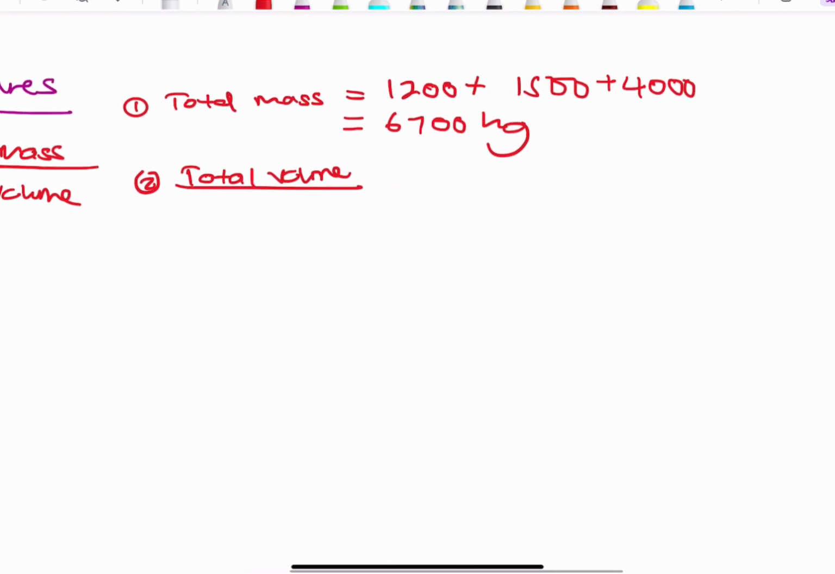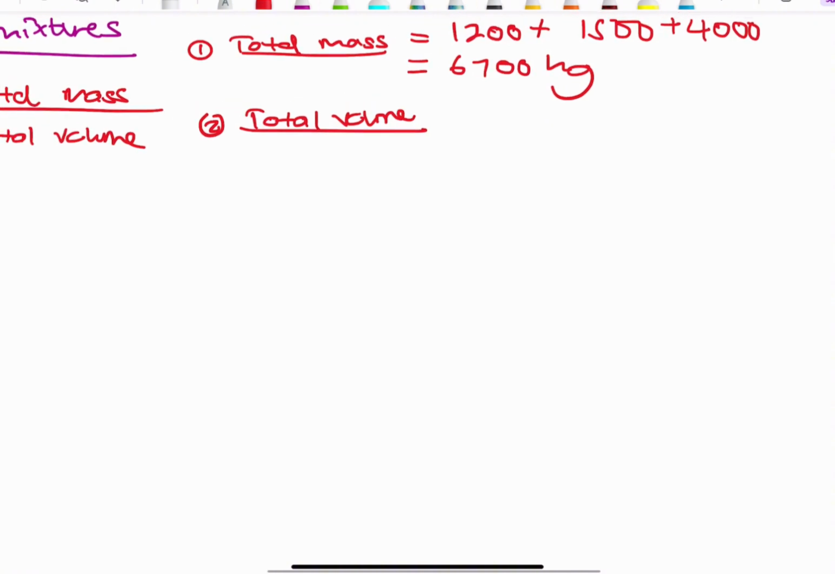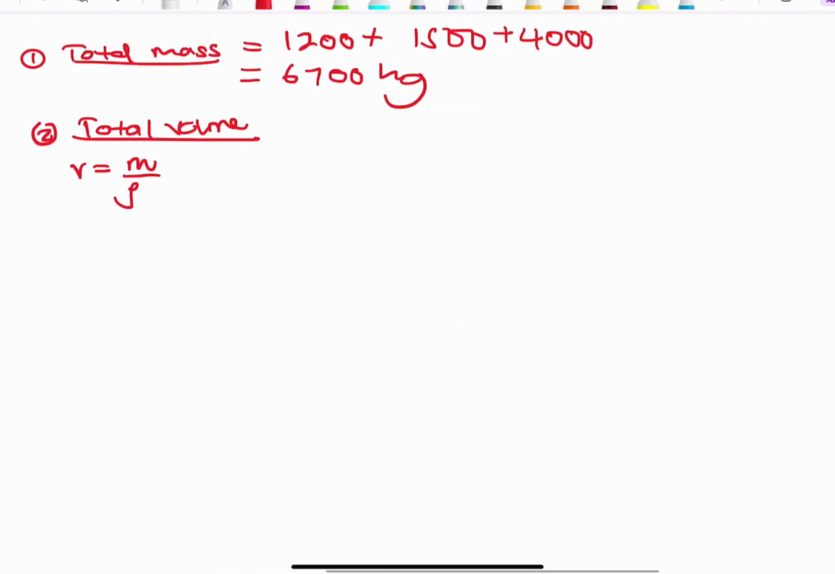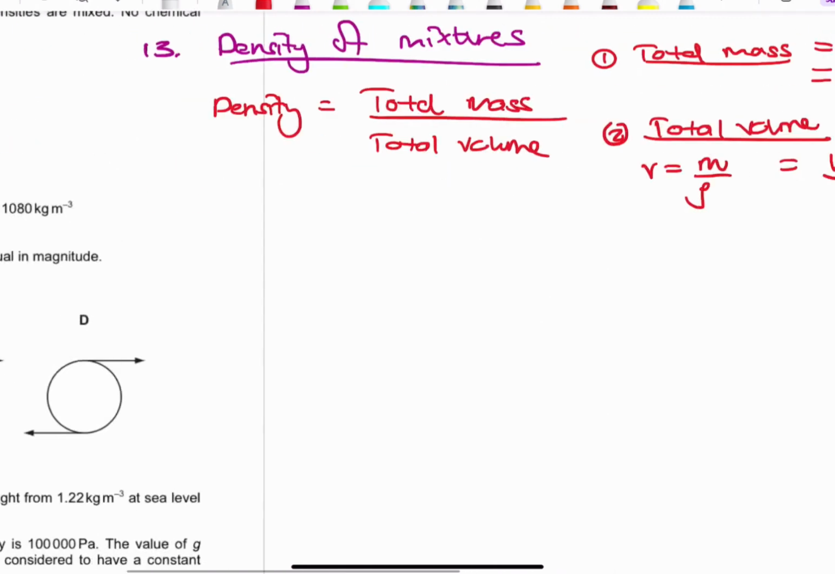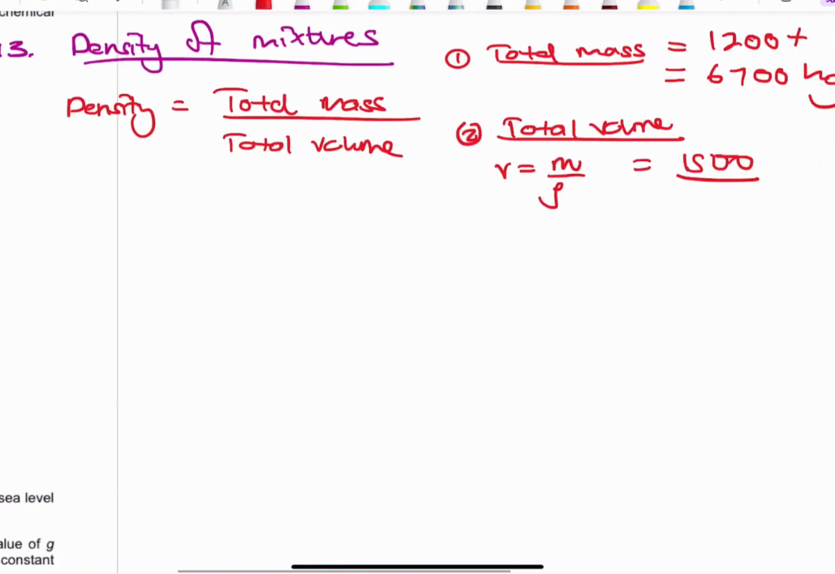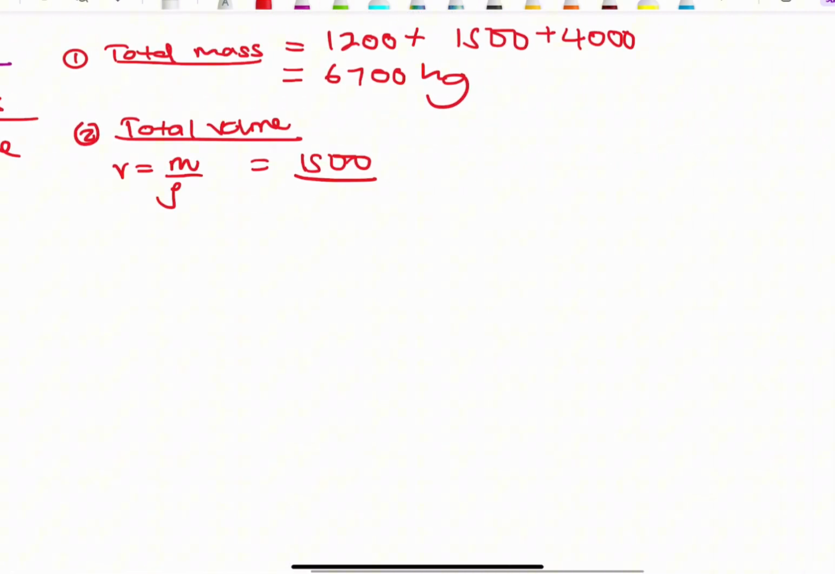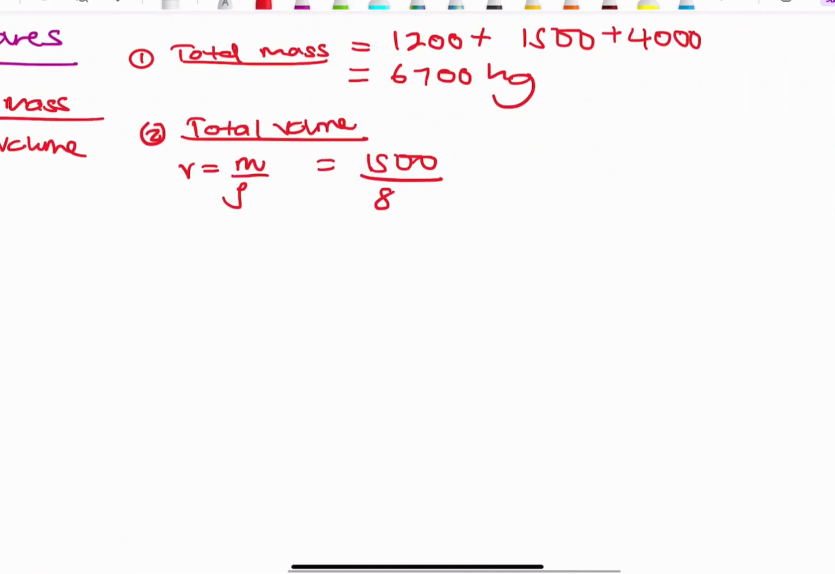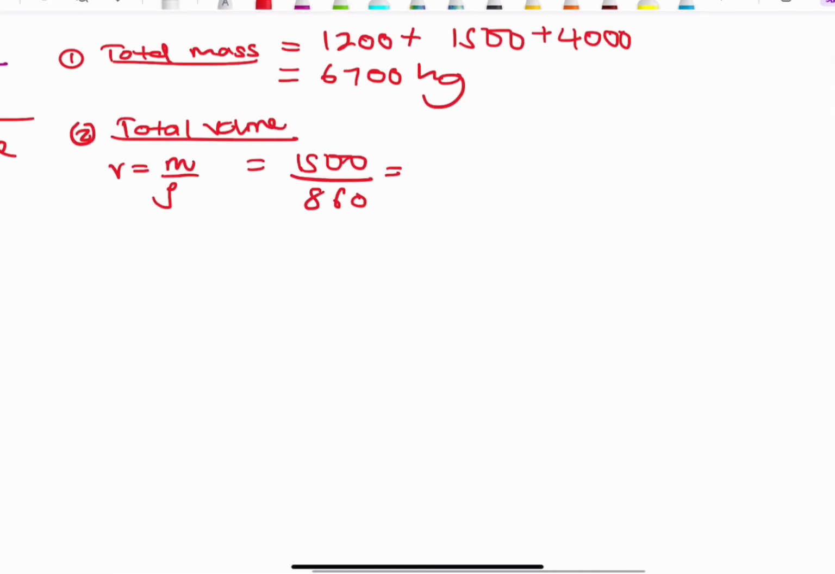So how do I find volume? I know that total mass, I have it. Total volume, well, volume is mass divided by the density. So let's first start with the first one. First one is 1,500 divided by 860. That's going to basically be 1.74, right?